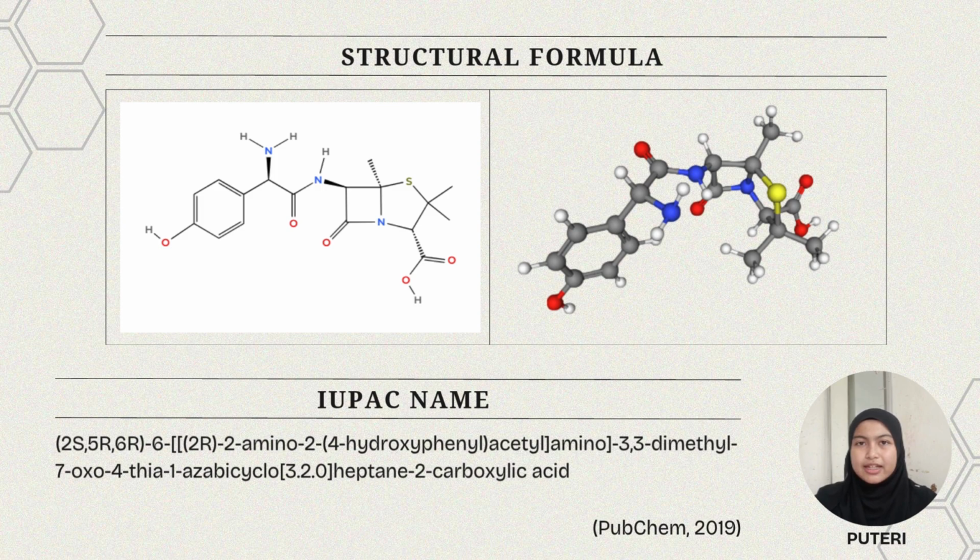Now, move on to the structural formula of amoxicillin. As shown in the slide, the molecule has a complex structure made up of several rings and side chains, which contribute to its function as an antibiotic. The IUPAC name of amoxicillin is shown on the slide.